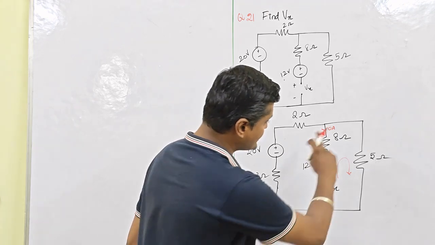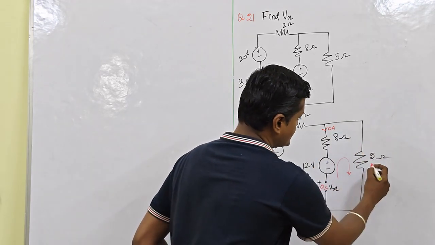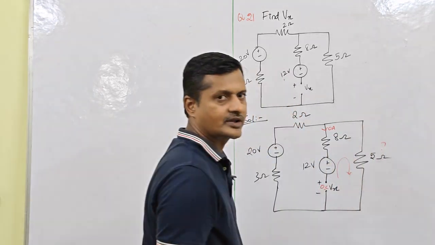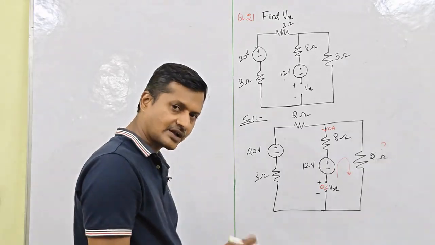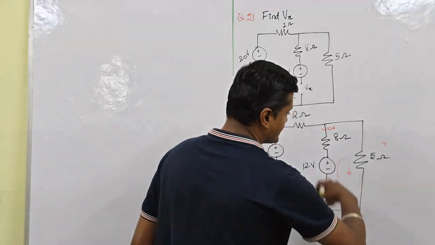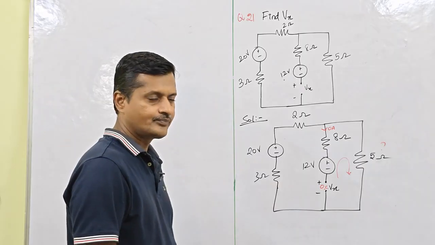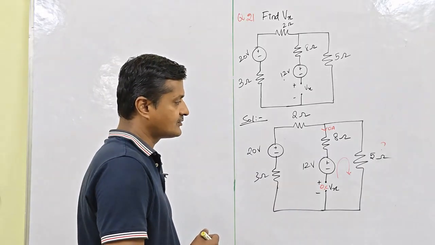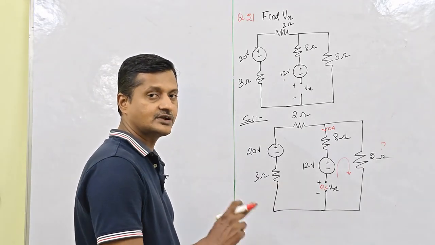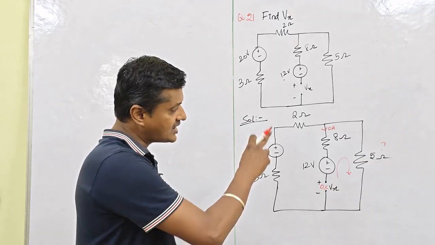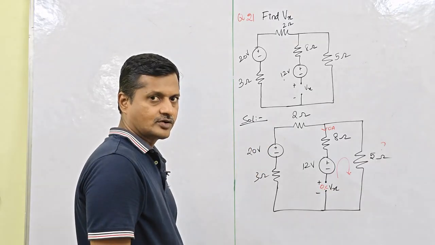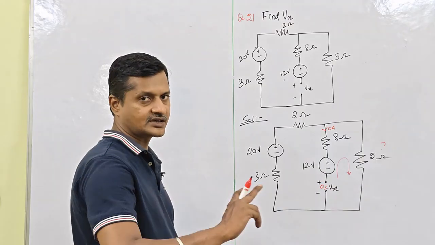Right. So next, find the current going through the 5 ohm resistance. Once we do that, we can apply Kirchhoff's voltage law and find the value. How do we find the voltage across the 5 ohm? So what do we have to find? We have to find the current.